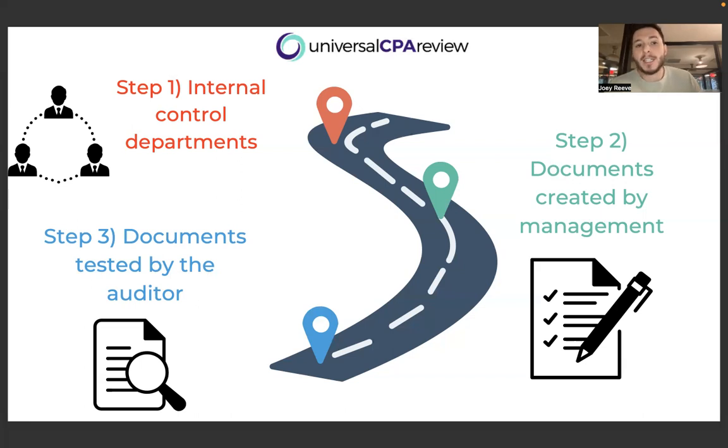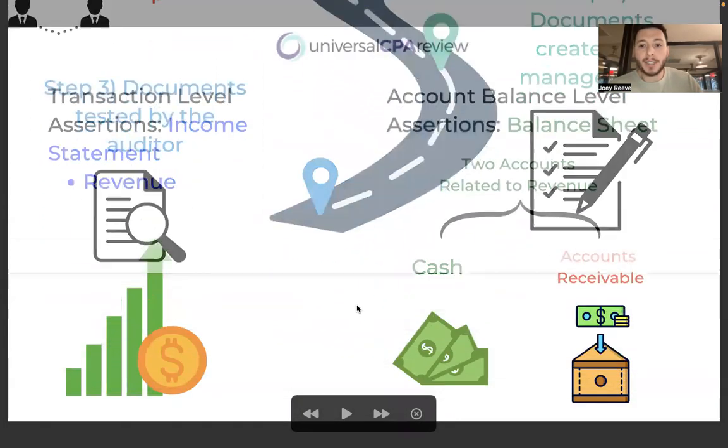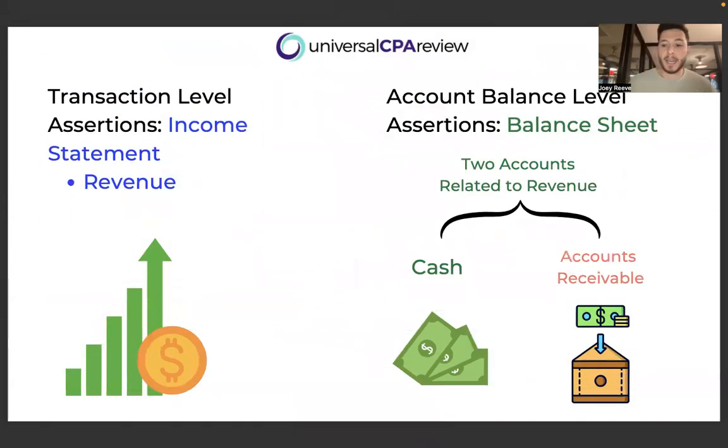Understanding the different departments per cycle is going to be really important. But instead of just memorizing the different departments and segregation of duties, these terms that are tough to really understand, think about what it is each department is doing. When we're talking about revenue, each department is going to create documents. That's step 2. We need to think about what document they are creating and why that document is going to be important for us, the auditor, when we're performing our tests. Then step 3 is the actual testing and obtaining of audit evidence.